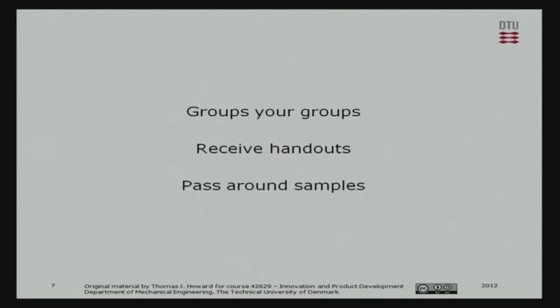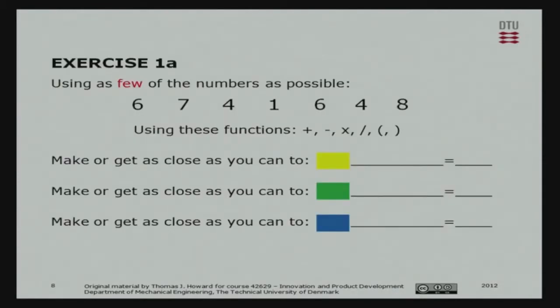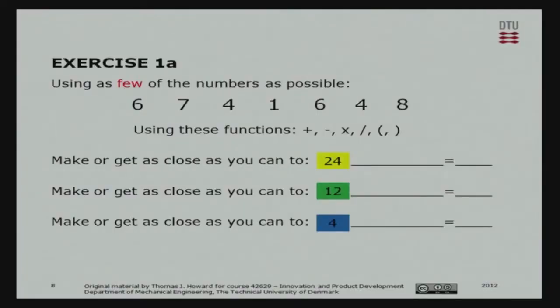In your handouts now, you should have some exercises. The first one, if you can all find it on the first page, I'd like you to use the same numbers here with the same functions, and firstly to get as close as you can with as few numbers as possible to the number 24. Once you've done that, I'd like you to cross off the numbers that you've just used from the list. Then using the numbers that are remaining, try and make the number 12 in one. And finally, I'd like you to get as close as you can to the number 4, using the remaining numbers.